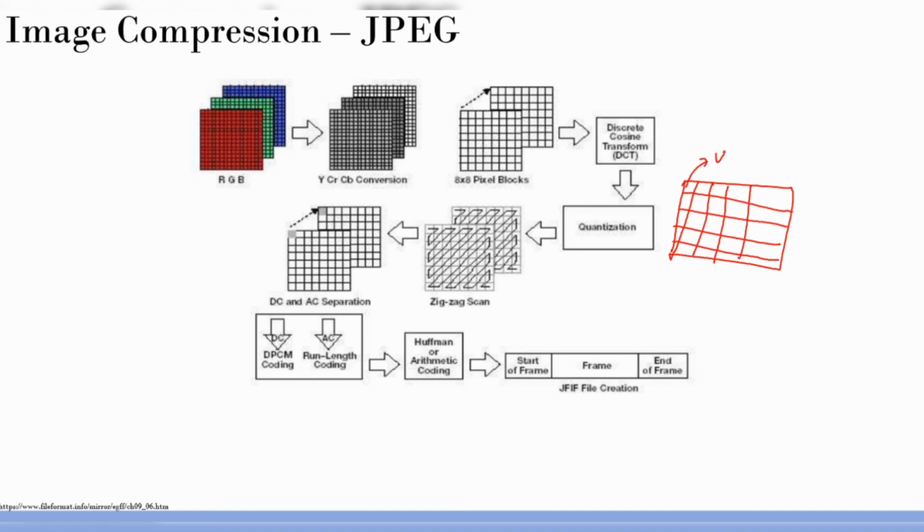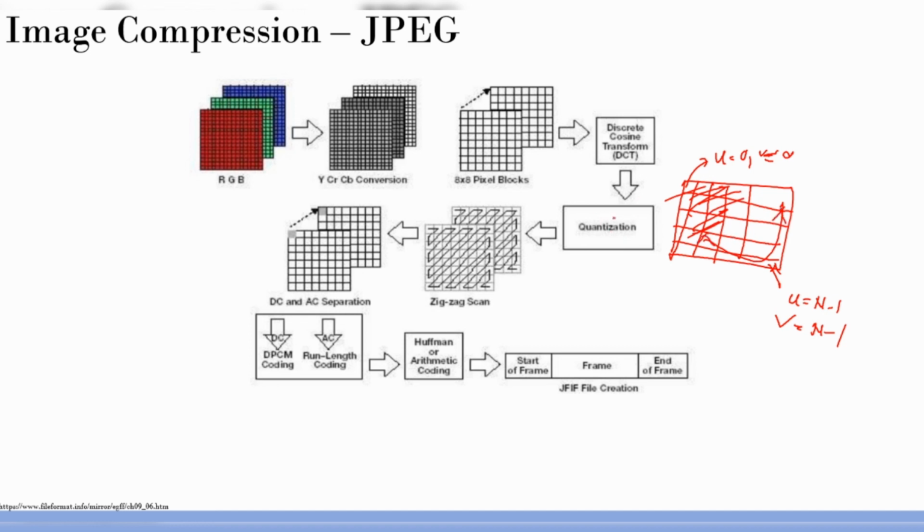This corner is, of course, u equal to 0, v equal to 0, and this is the highest frequency, right? Highest frequency in terms of u equal to n minus 1, v equal to n minus 1, if it's an n-point DCT. What we typically observe is that this part will be heavily occupied, and as we go towards here, the values will be very small.